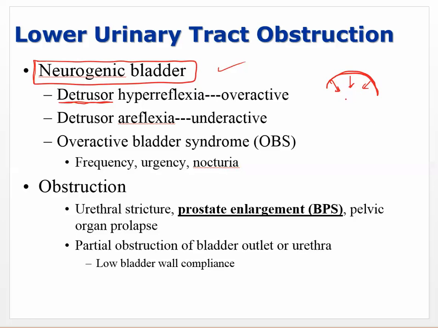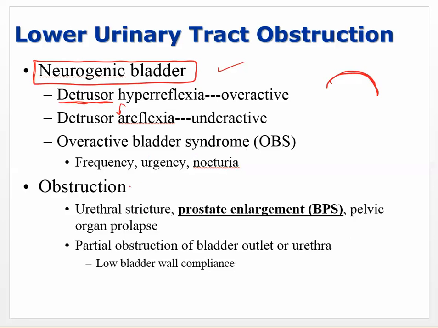If it's hyperreflexia, well, that means it's squeezing out when you don't really want it to squeeze out. So that's going to be considered an overactive bladder. Areflexia, A usually means not. So if you're not getting that squeezing at all, then you might have an underactive bladder. That could also be considered kind of an obstruction because now you're not able to push the urine out. So overactive bladder syndrome: frequency, urgency, nocturia. So we'll get into some of these overactive bladder conditions.